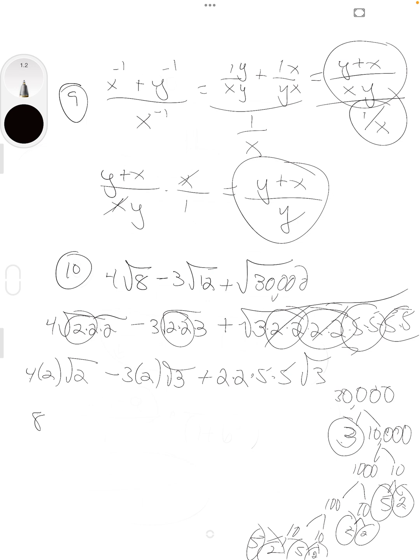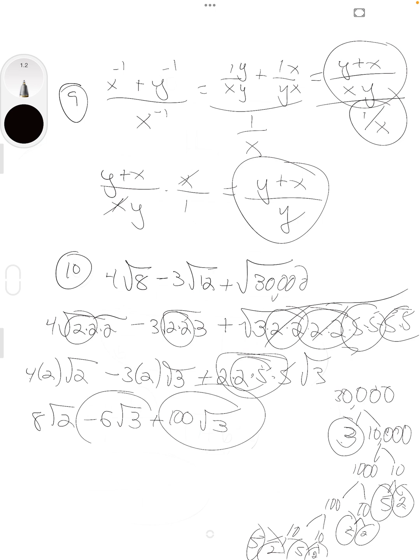So this is going to be 8 root 2 minus 6 root 3 plus 2 times 5 is 10. 10 times 10 is 100. 100 root 3. Can I combine them? Yeah. Negative 6 root 3 plus 100 root 3 is 94 root 3s and 8 root 2s. That's my answer. That's number 10.